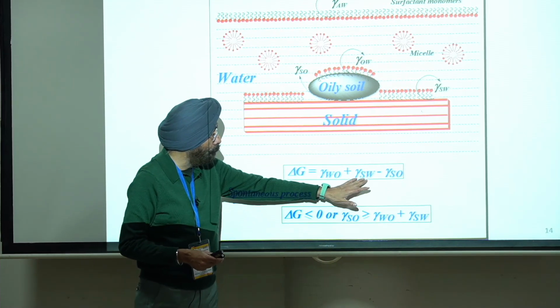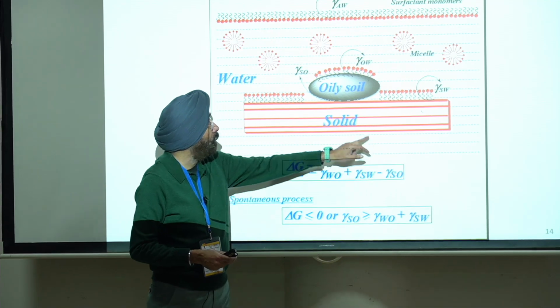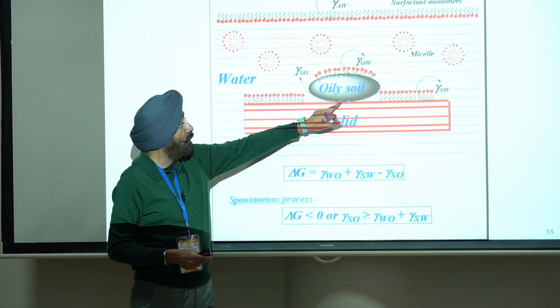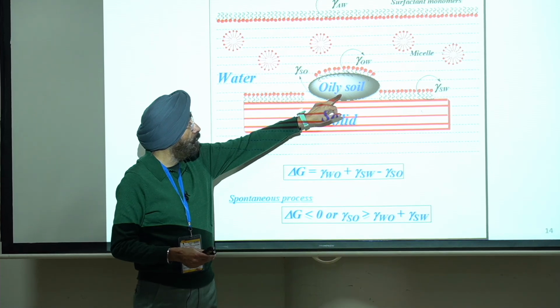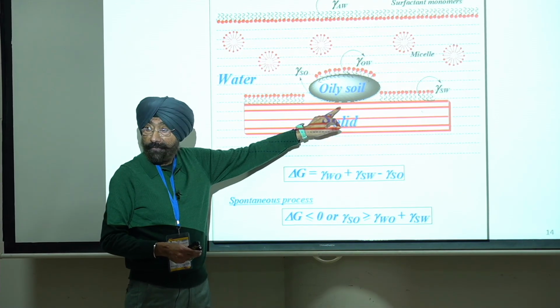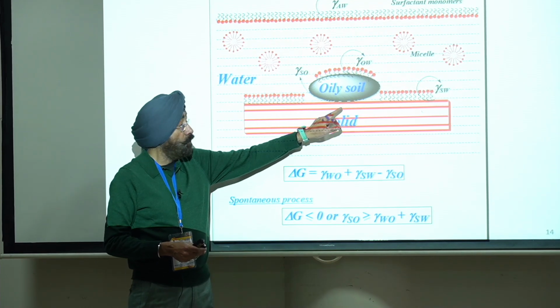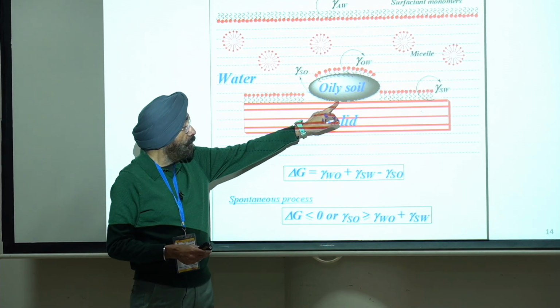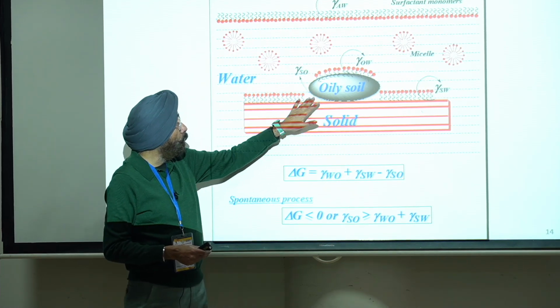So now you see what these terms are. The solid-oil term is the binding force which keeps the oil particle sticking to your cloth or any surface. So this has to be removed, right? You are going to remove it only when you enhance the surface activity by putting in the surfactant.